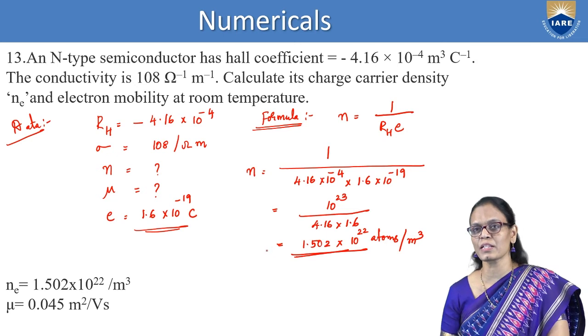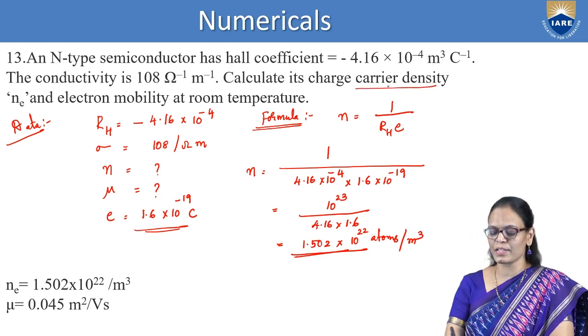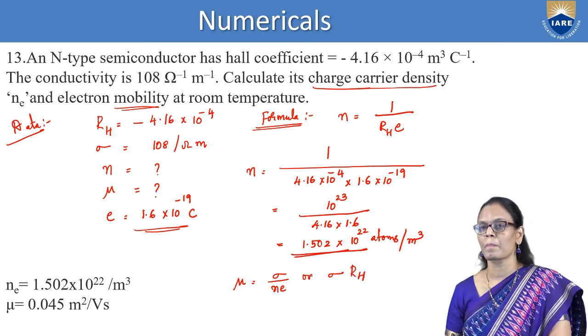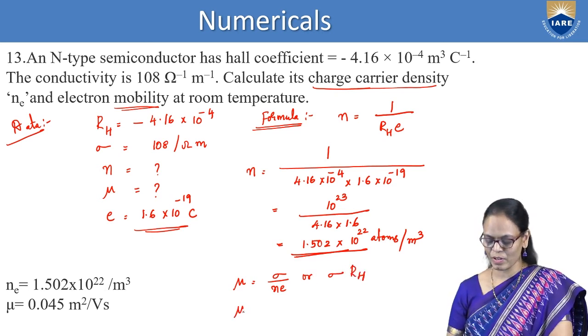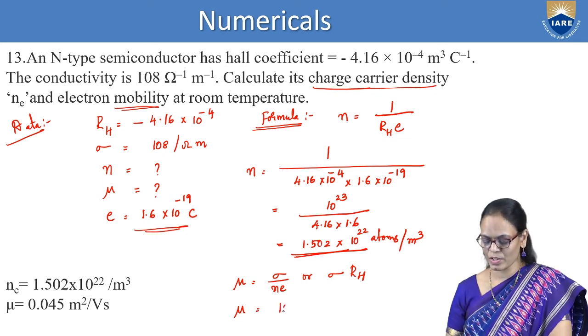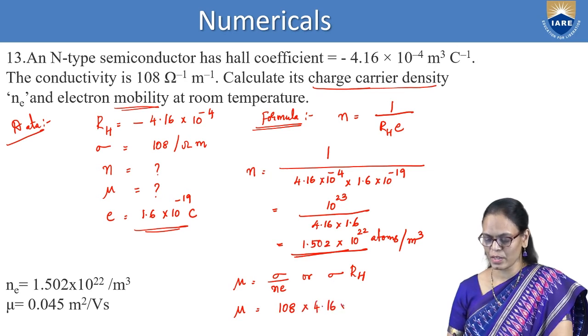This is the concentration, or the charge carrier density. Next, we need to calculate the mobility. So, what is the formula for mobility? Mu is equal to sigma upon Ne, or sigma RH. We'll use the second one because we know both sigma as well as RH. Sigma here is 108. RH is 4.16 into 10 power minus 4.